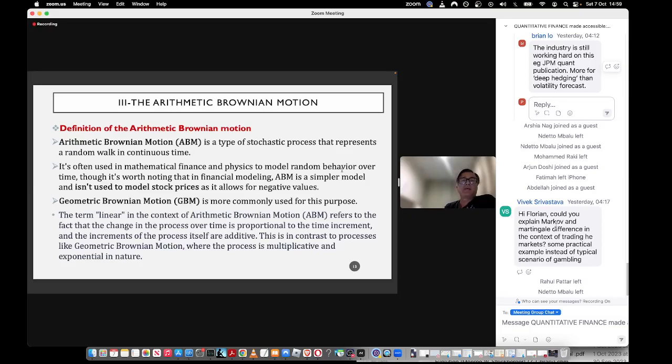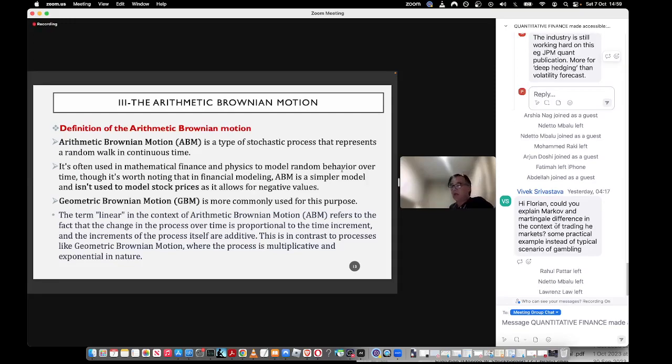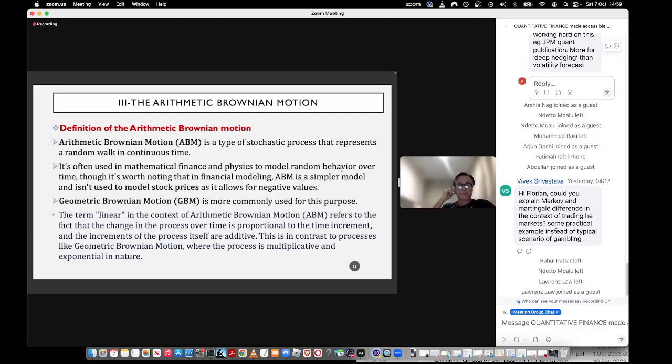And here, what we say in the arithmetic Brownian motion, the linear refers to the fact that the change in the process over time is proportional to the time increment. Again, okay, the more time passes, the more your motion will accumulate this quadratic variation, and the rougher your motion will be. Okay.